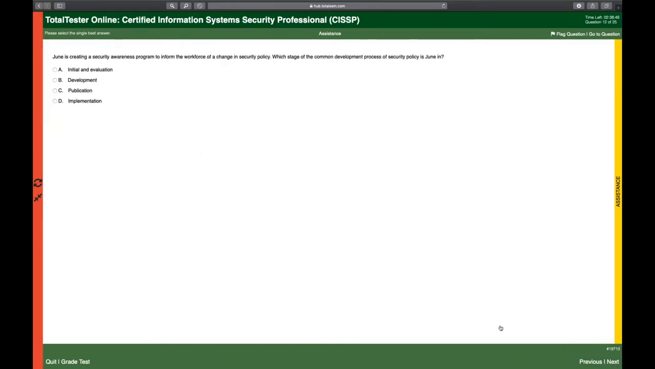Number 12, June is creating a security awareness program to inform the workforce of a change in security policy. Which stage of the common development process of security policy is June in? She's creating a security awareness program. What stage is she in? I am ready. Okay, go for it. Go for Bravo. Yep, creating and developing are synonymous, in my opinion. I agree. Anyone disagree? Yeah, I'll go for B.